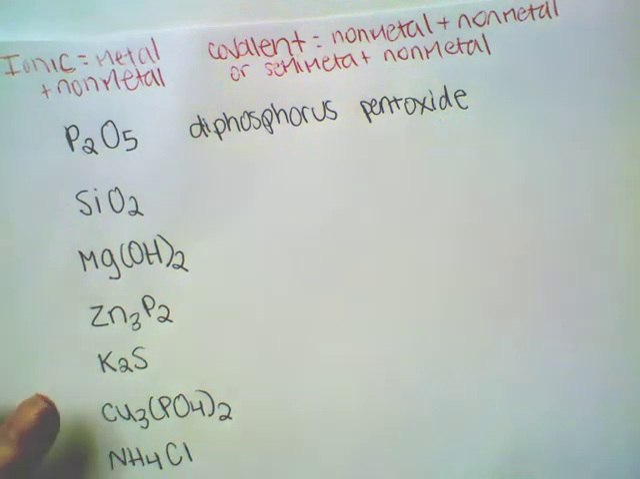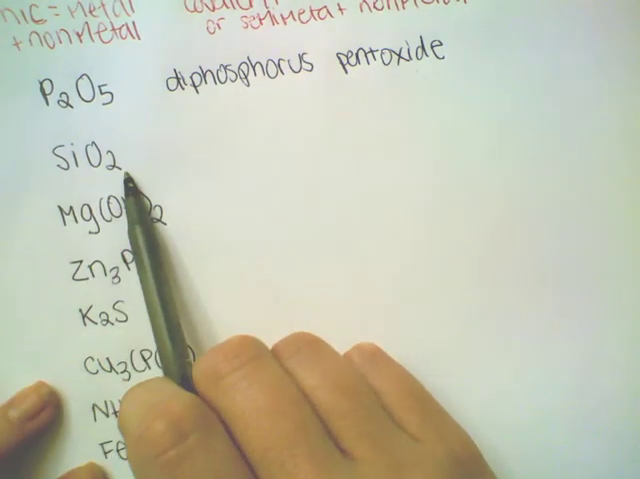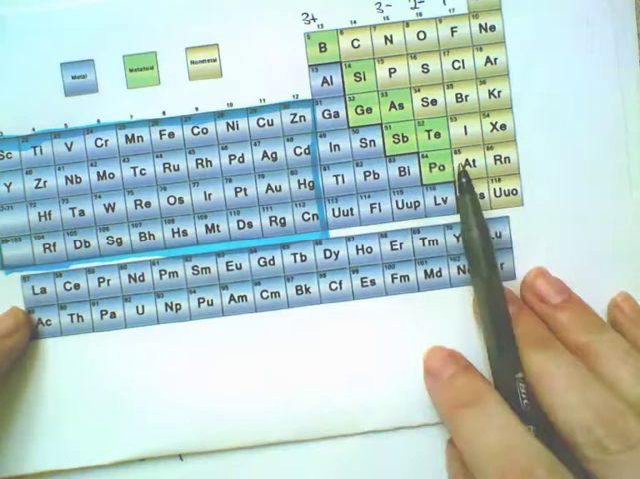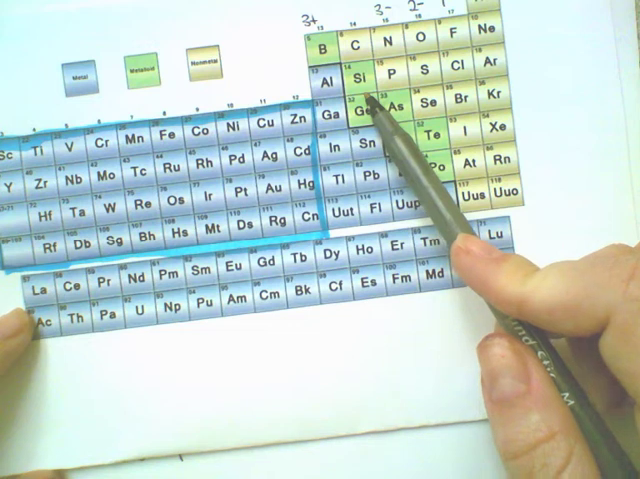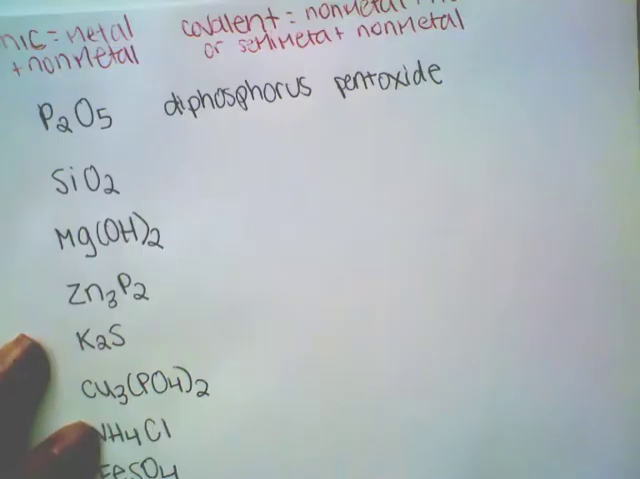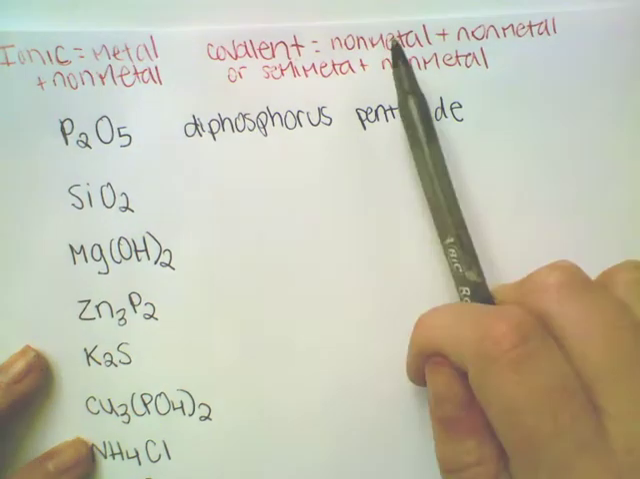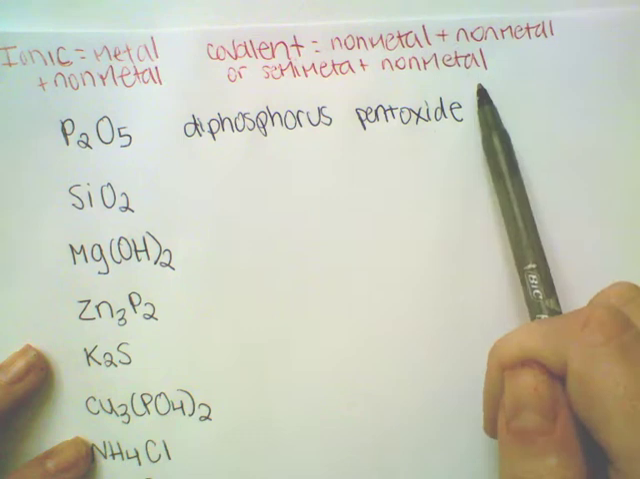Moving on to the next compound, we have silicon and oxygen. Silicon is considered a semi-metal or metalloid, and it actually does make a covalent bond with oxygen. You can think about covalent being both nonmetal plus nonmetal, or sometimes a semi-metal and a nonmetal.